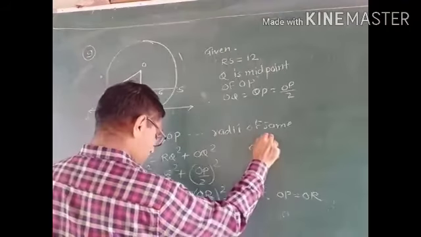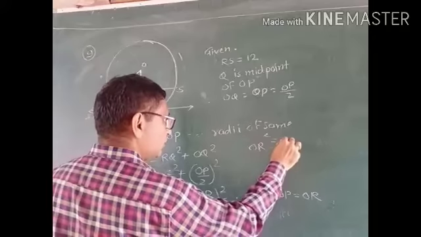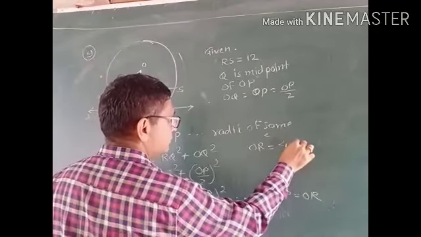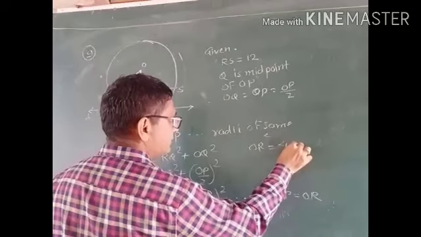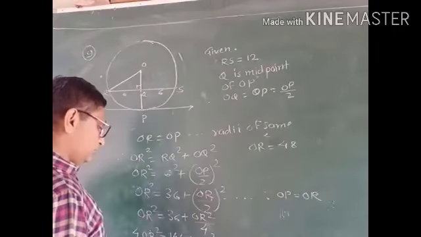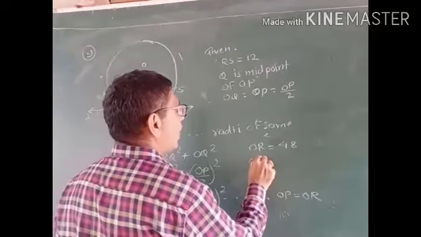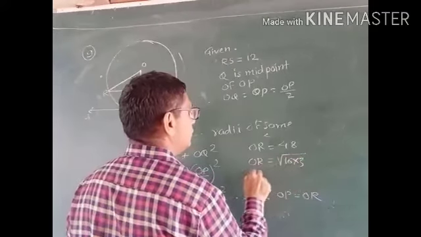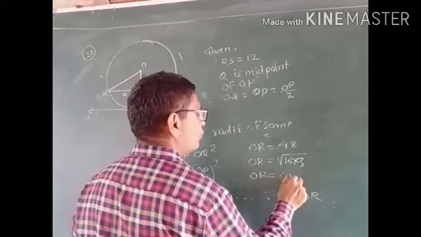OR square is equal to 3 4s are 12 and 3 8s are 24, so 48. Now OR is equal to under root 16 into 3. OR is equal to 4 under root 3.